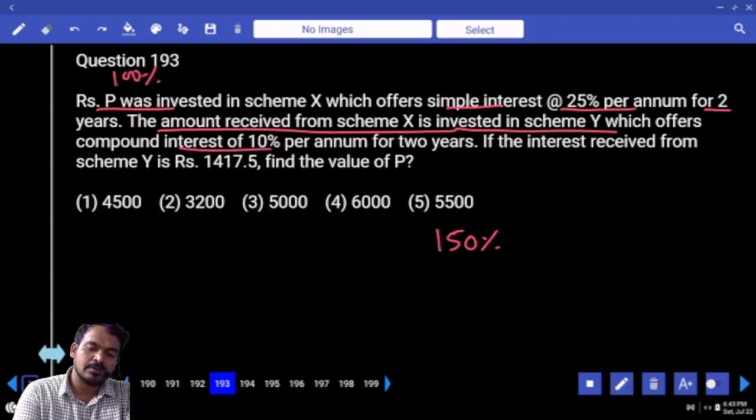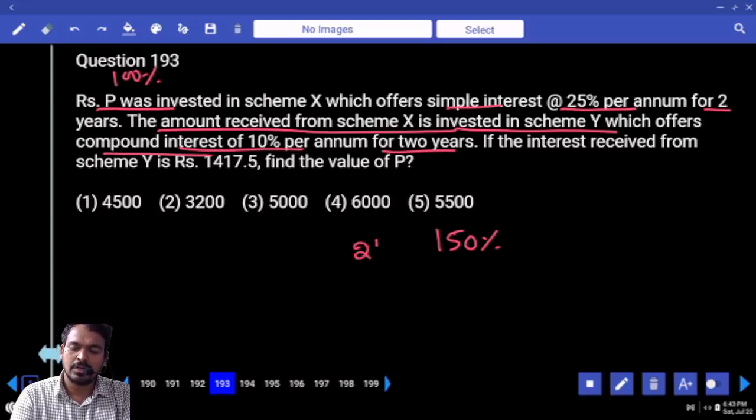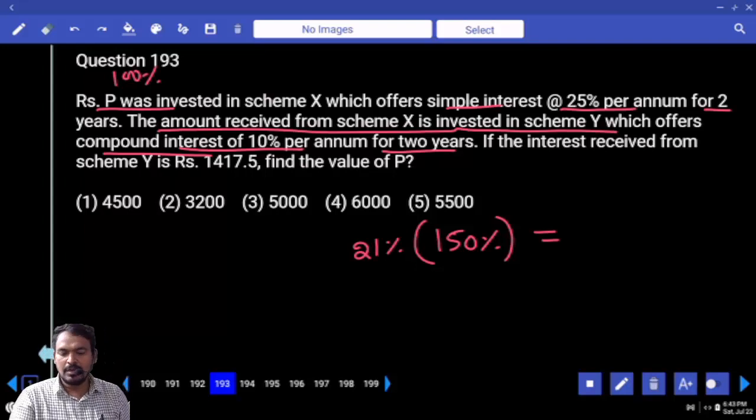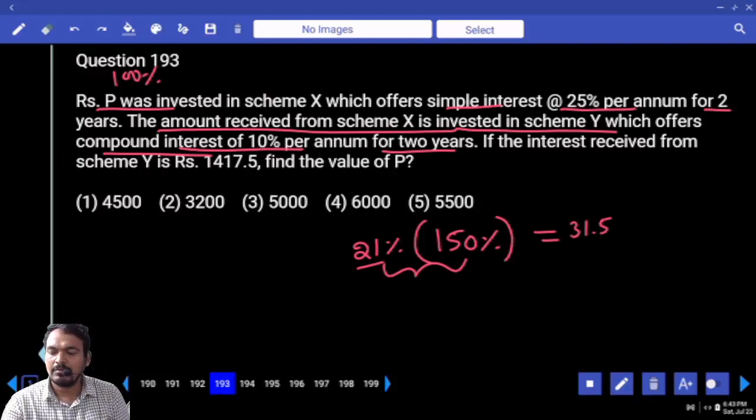What is the scheme Y rate of percent? 10% for how many years? 2 years. But compound or simple? Compound. 10% for 2 years means what is the compound interest? 21%, or 21% of 150%. That interest value is equal to how many rupees are given? 1417.5. This one we write 21% of 150%, or 150% of 21. What is the 100%? 21. 50%? 10.5. Total it is 31.5%.